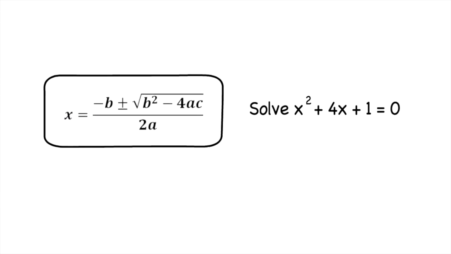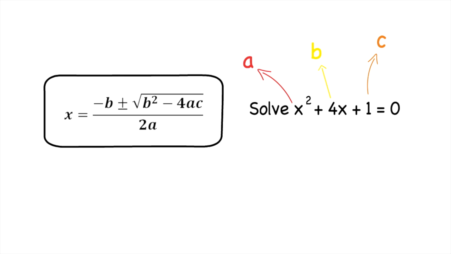So let's go on to how to use the equation. The first thing you need to do is find out what your A, B, and C are. First of all, make sure that your equation equals 0. If it doesn't, rearrange it so that it does. A is whatever number is in front of your x squared, B is whatever is in front of your x, and C is the number at the end.